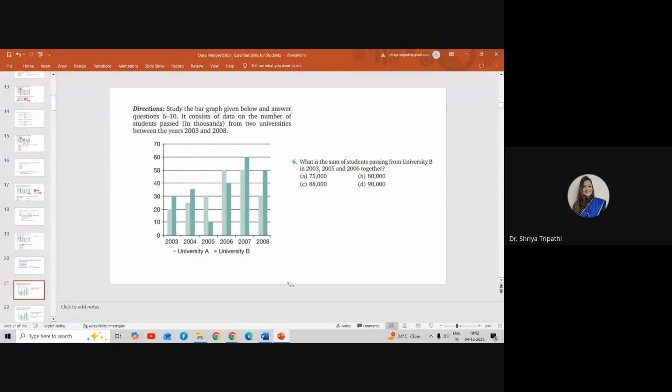2003 in University B, right? That we are having 30, this level. 2005 it is 10. 2006 it is 40. Add quickly 30 plus 10 plus 40. How many it will be? How much?